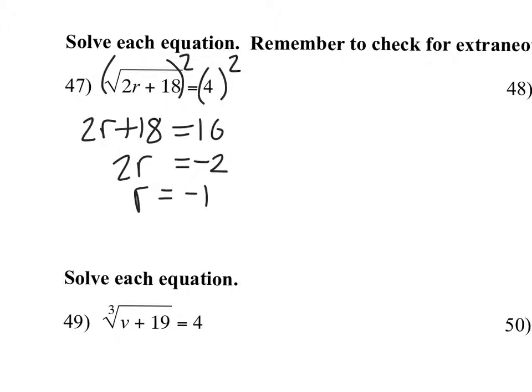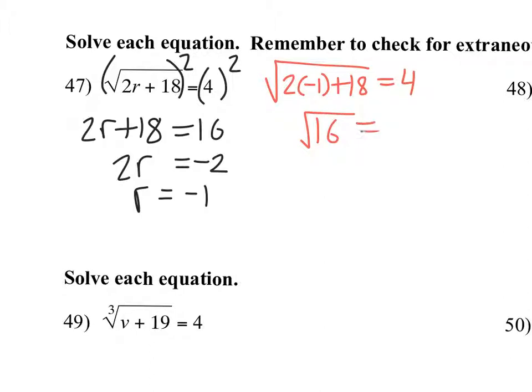You do have to check for extraneous solutions for these problems. We talked about why you might not have to, but in this case we're really just checking for the sake of understanding what's going on there. So we've got 2 times negative 1 plus 18 is equal to 4. 2 times negative 1 is negative 2, plus 18 is 16. The square root of 16 is indeed 4, so we are okay.